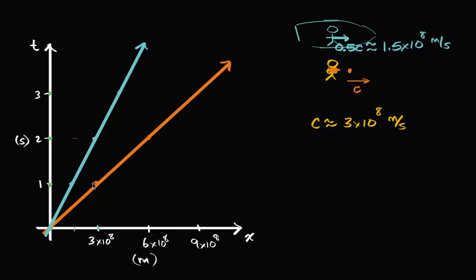And we set up a situation where I emitted a photon right at time 0. So after 1 second, it would have moved 3 times 10 to the 8th meters. After 2 seconds, it would have moved 6 times 10 to the 8th meters.